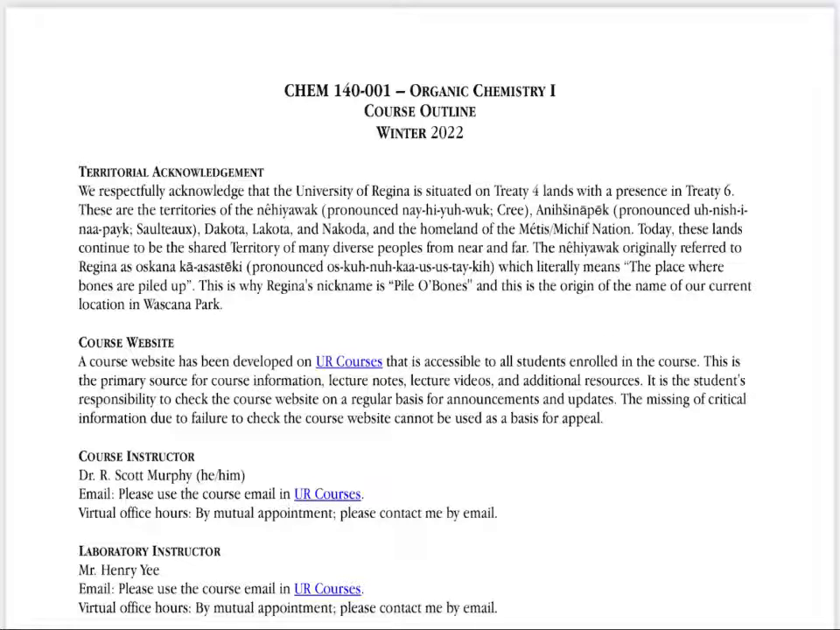Laboratory instructor. Mr. Henry Yee will be your lab instructor for this semester. You may email him using the course email in UARK Courses as well. And it's there that you can set up an appointment with him if needed.